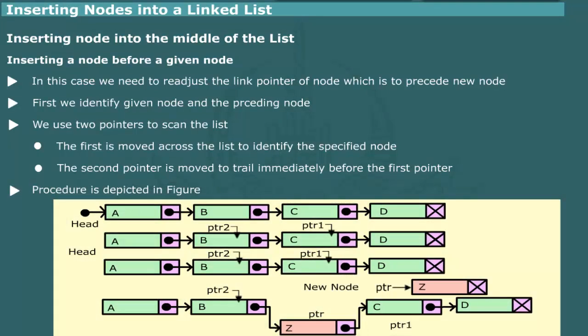The procedure for inserting a node before a given node is depicted in the figure. As will be seen, a new node Z is inserted before the node C. Observe that 2 pointers are used. One points to C and the other to the preceding node B. The code for the insertion algorithm is given in the demonstration that follows.